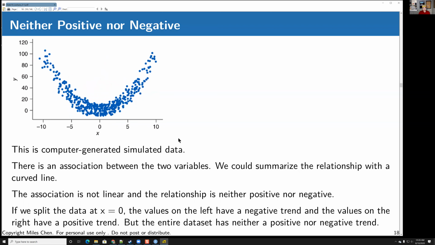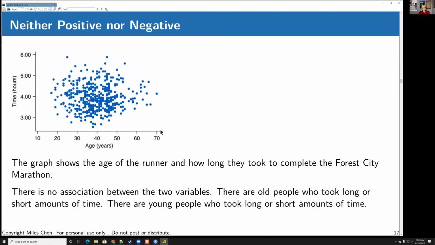All right, here's another example of a neither positive nor negative trend. This is just some simulated data. Now, on the previous one, we would say there's no overall association between these two variables. We can't really say that higher or lower ages are associated with higher or lower times, okay?